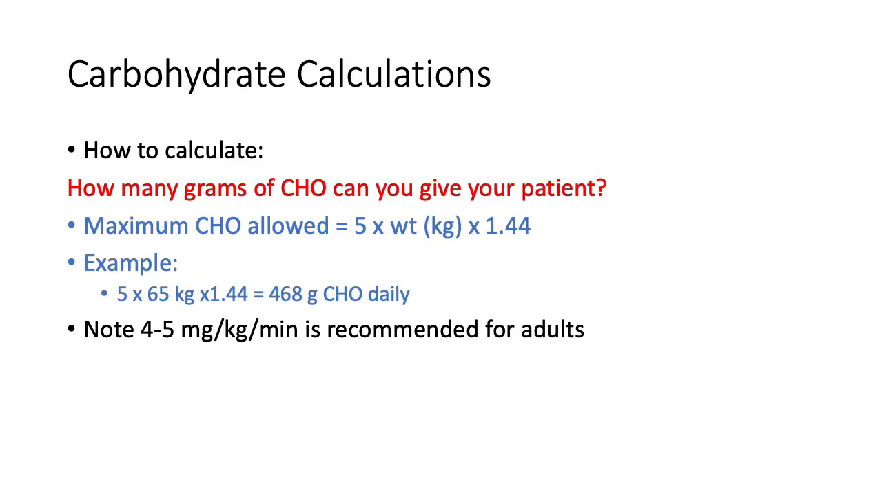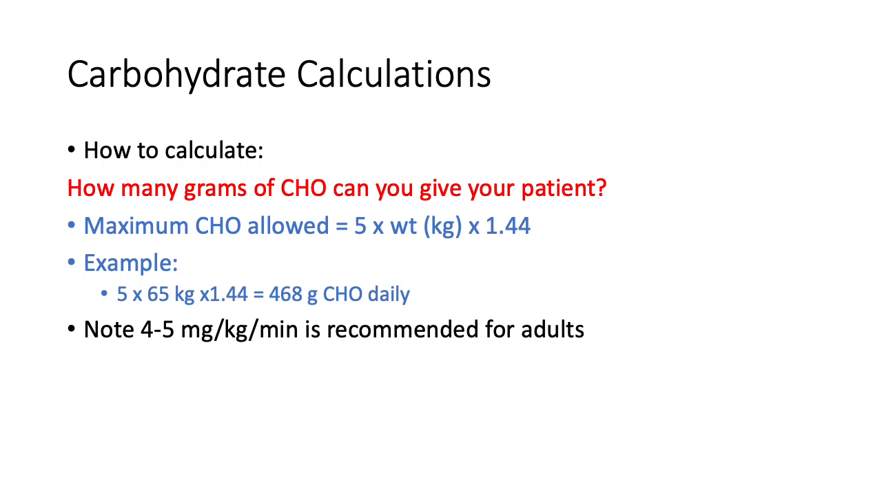This calculation will calculate the maximum amount of carbohydrates that you can place in the bag. So for the purpose of this class, 5 is going to be the max recommended GIR for adults. However, in the real world, for stable, non-diabetic adult patients who will be going home on long-term TPN, you can push the GIR up to 7 as tolerated.